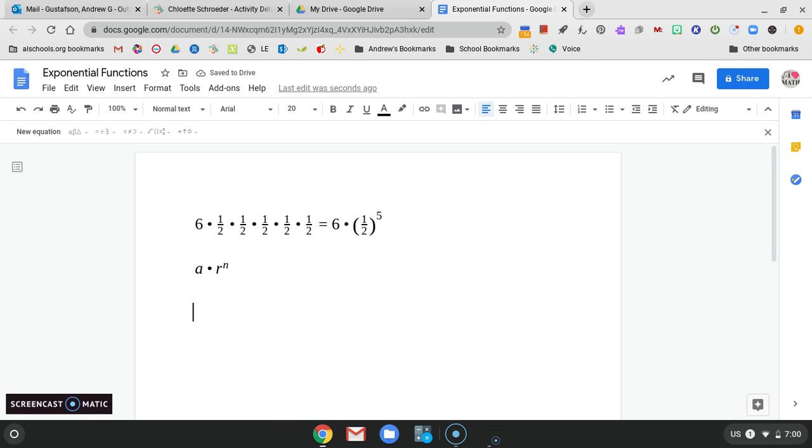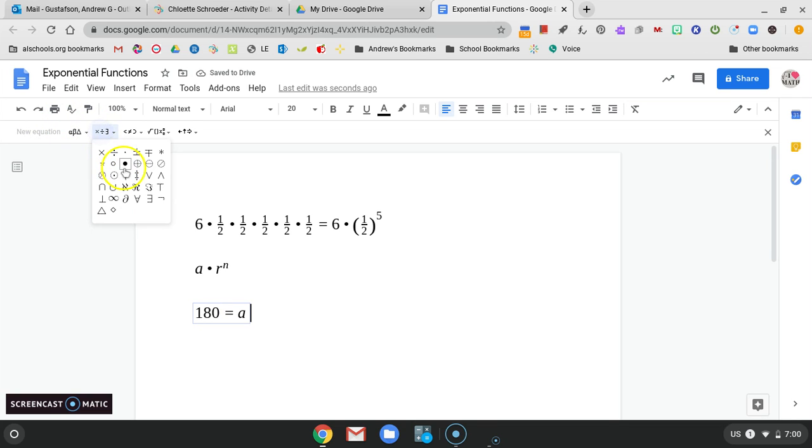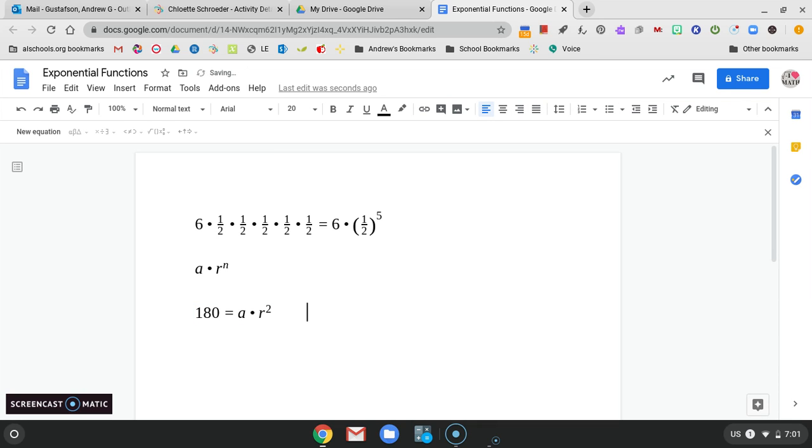Specifically for the bats, it tells us that after 2 hours, there were 180 bats. We don't know how many bats there were to start with. We don't know how fast they're having more bats, how fast the bats are changing. But we do know that after 2 hours, there were 180. So I can fill in my formula with some information. We also know that after 5 hours, there are 1,440 bats. It's a lot of bats. And again, we still don't know how many we started with. We still don't know how fast that's changing, but we know it was 5 hours later.